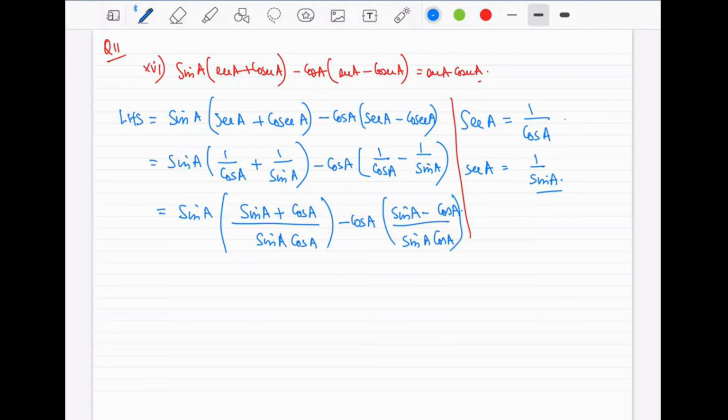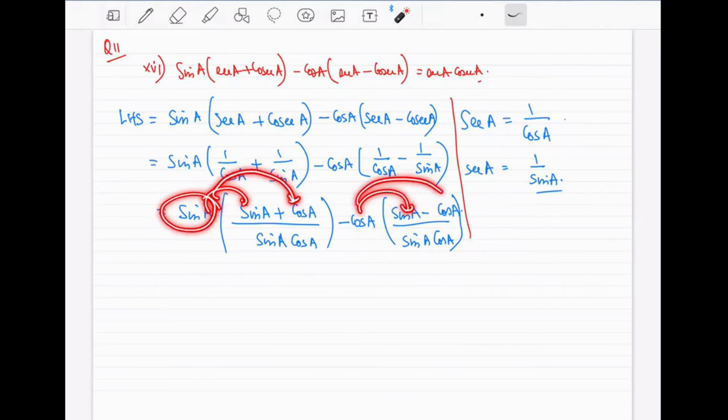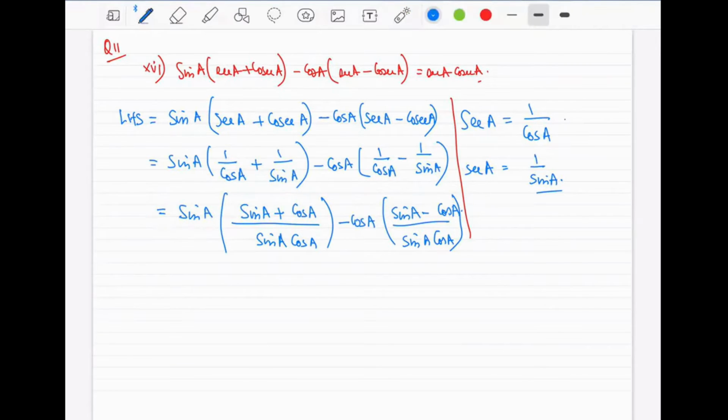What to do next then? This sine A is a numerator. This cos A is a numerator. You multiply numerator and numerator. What is above, multiply with what is above. So sine A and sine A. Sine A and cos A. Cos A and sine A. Cos A and cos A. So what are we getting?